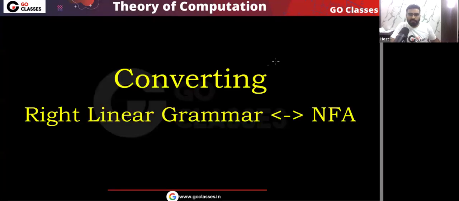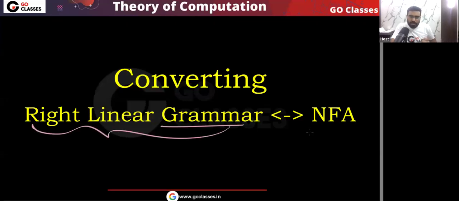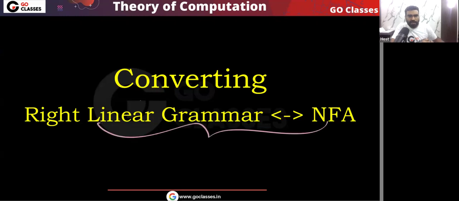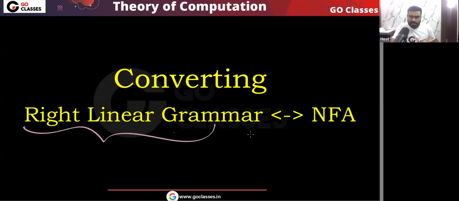Now let's see converting right linear grammar to NFA, and also converting NFA to right linear grammar. This is what we need to study now: we will convert a right linear grammar to an NFA. Also, we will convert an NFA to a right linear grammar such that the language will be same. Of course, the language should not change. We are converting this RLG to NFA such that the language must be same.